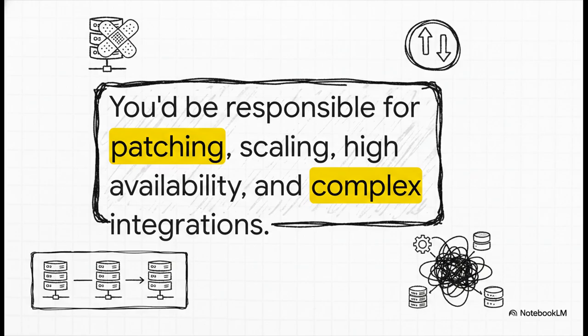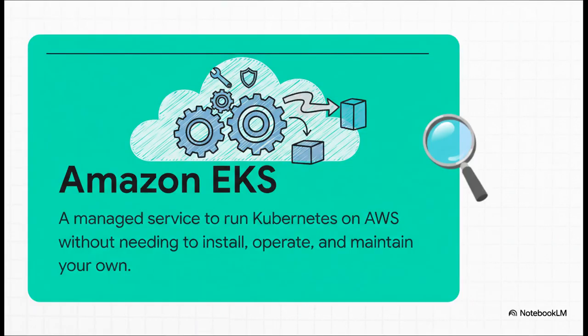All the patching, all the scaling, making sure it's highly available so it doesn't just fall over at 3 a.m. Not to mention all the tricky integrations. It is a massive, massive operational headache. And that is where EKS comes in to save the day. It's Amazon's managed service that just takes that whole control plane problem off your plate. AWS handles the patching, the scaling, the high availability, all of it, so you can focus on what you actually care about, building and running your apps.